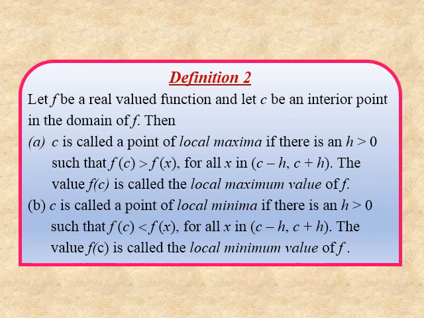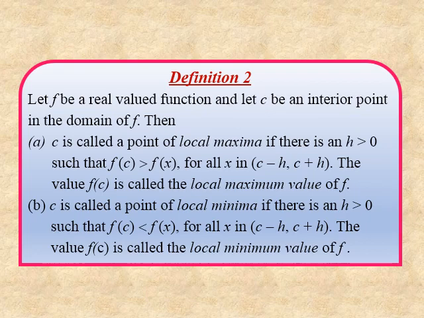So moving to the next definition, let we have a function f defined in any interval and the domain of f should be real numbers, and c is some point in that domain. Now that point c will be called the point of local maxima if f(c) is greater than f(x). What is f(c)? That is the value of the function at the point c, and f(x) is the value of the function at point x. Now what is x?